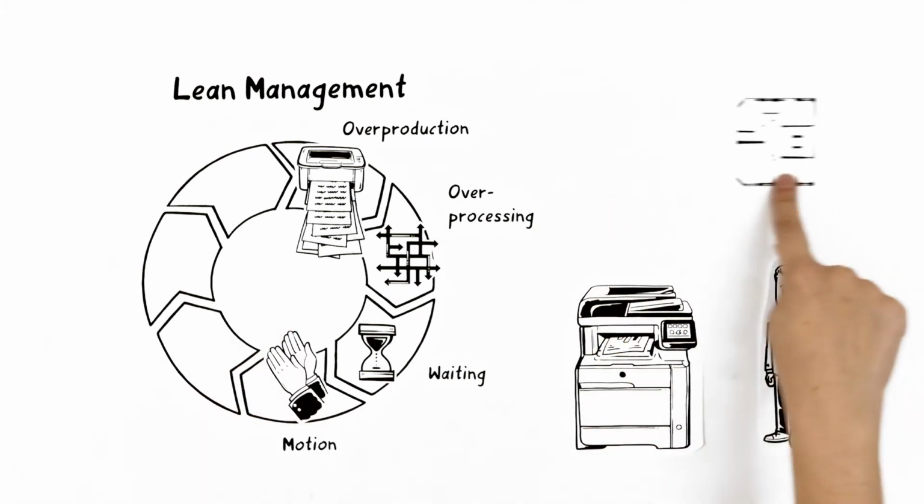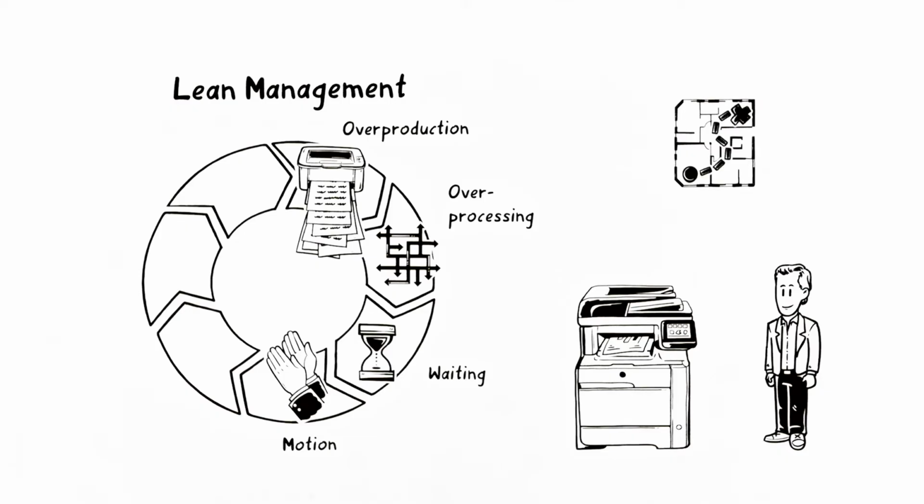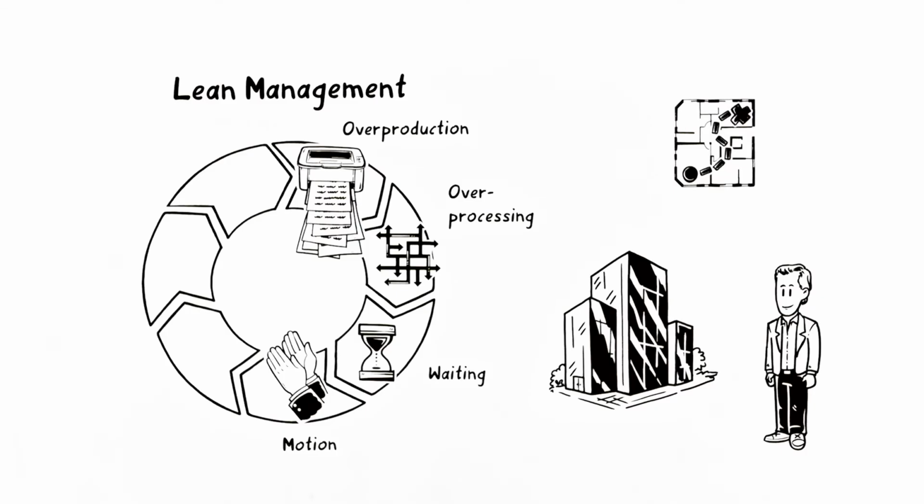Afterwards, he takes the different reports straight to the target departments. For this purpose, he has to cross the entire company premises. This waste type is called transport.